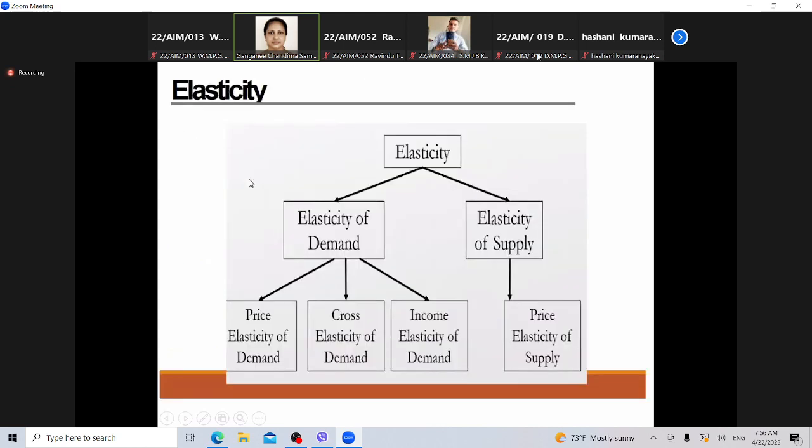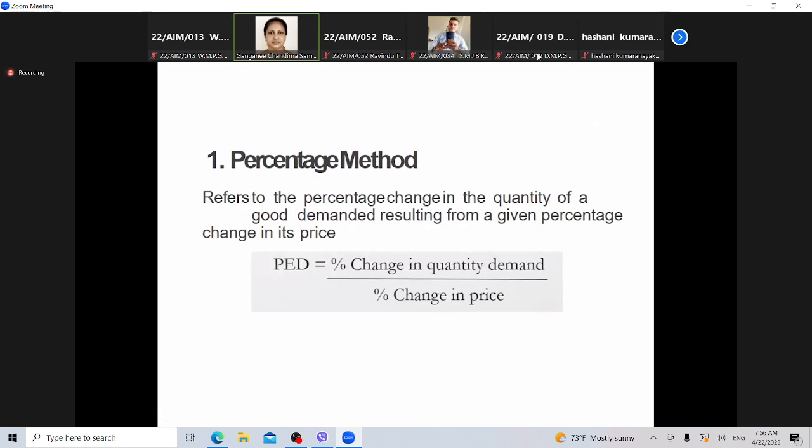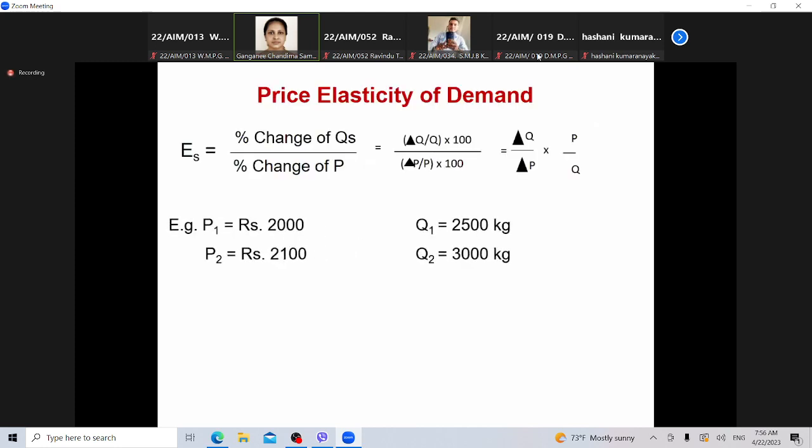Okay, so as a summary, we explained all this in the case of price elasticity of supply. Instead of demand, we have to write supply. Same calculations. This is very important, because today our calculations are based on the percentage method, point method, and arc method of calculating price elasticity of demand. So the percentage method, I think it's clear for you all. We have to take the percentage change in quantity demanded divided by the percentage change in price. So we did some calculations.